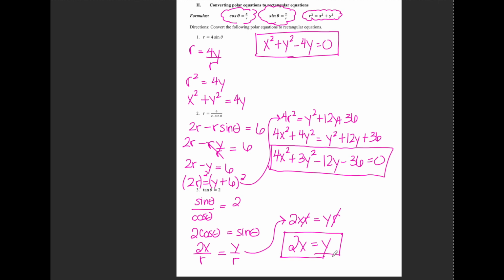That's it for converting polar to rectangular and rectangular to polar equations.